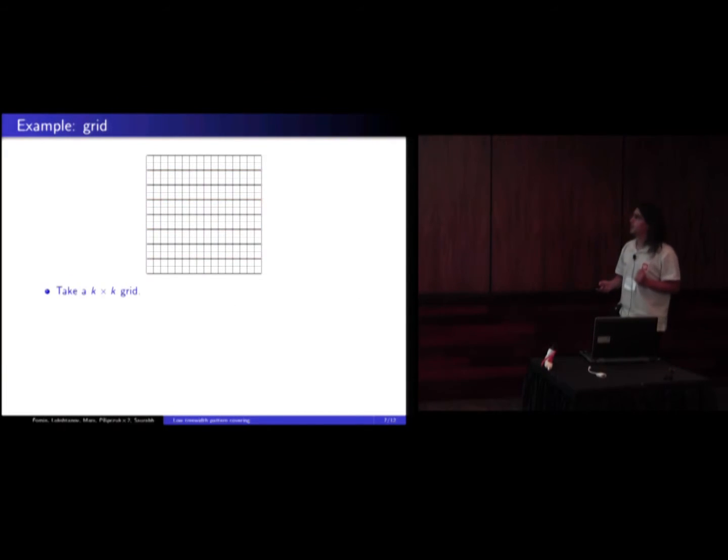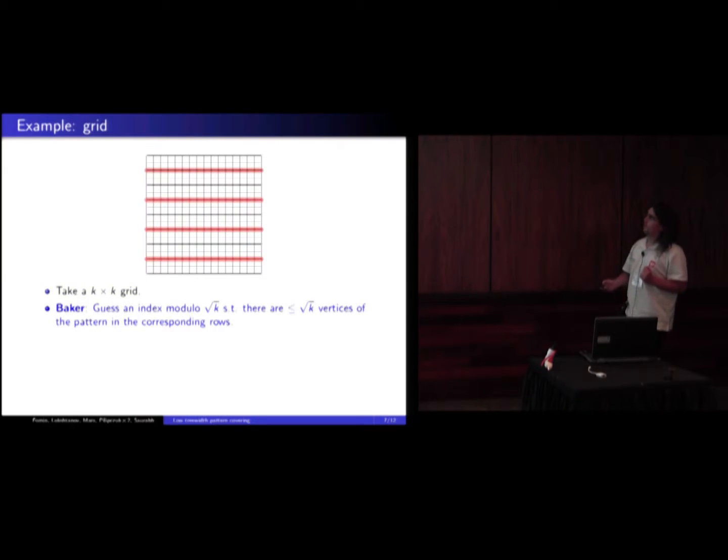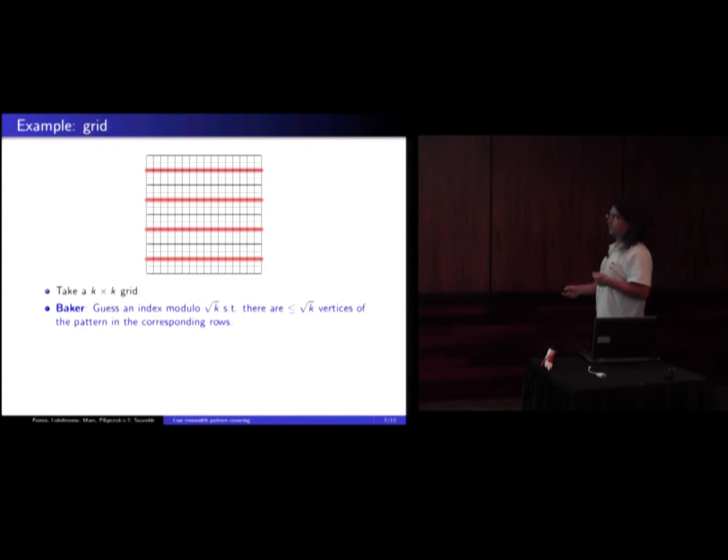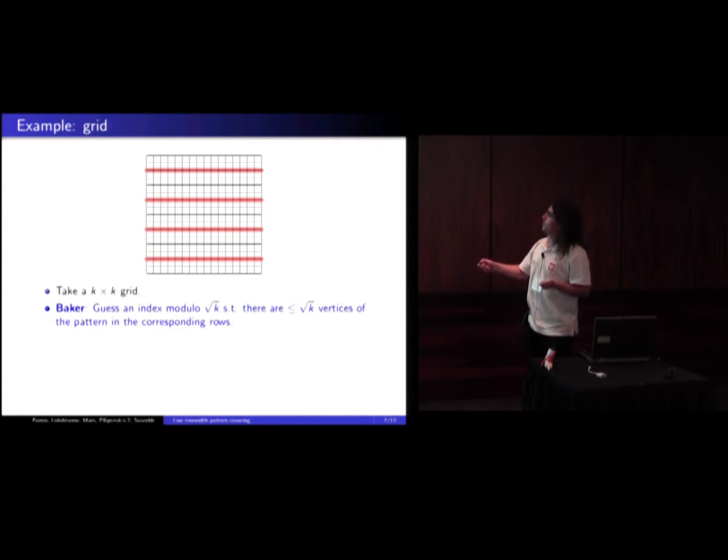Yeah. So the idea is to apply sort of Baker-like technique. So let me enumerate the rows of this grid by remainders modulo square root k, and therefore there is an index modulo square root k, by pigeonhole principle, where in the corresponding rows there are only square root k vertices of the pattern, right?